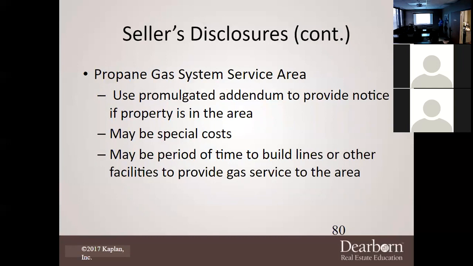Now, the propane gas system service area is going to use the promulgated addendum to give notice if that property is going to be within that area. Again, there can be special costs, and there may be a period of time to build the lines or other facilities to provide the gas service in those particular areas.